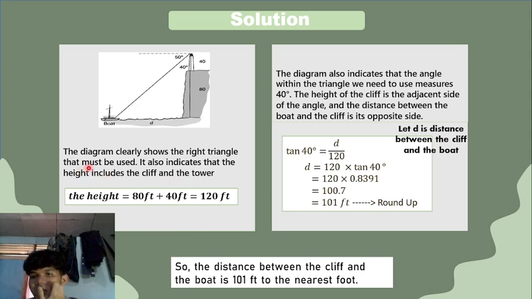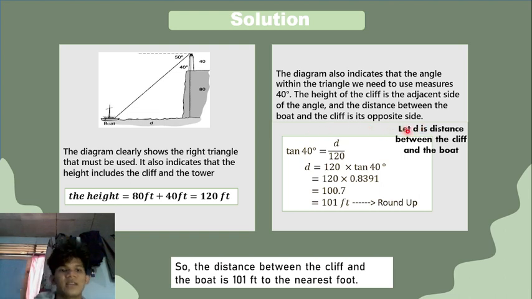So from the illustration, the diagram clearly shows the right triangle that must be used. It also indicates that the height includes the cliff and the tower. The height is equal to 80 feet plus 40 feet, which is equal to 120 feet. The diagram also indicates that the angle within the triangle we need to use measures 40 degrees. The height of the cliff is the adjacent side of the angle, and the distance between the boat and the cliff is its opposite side.